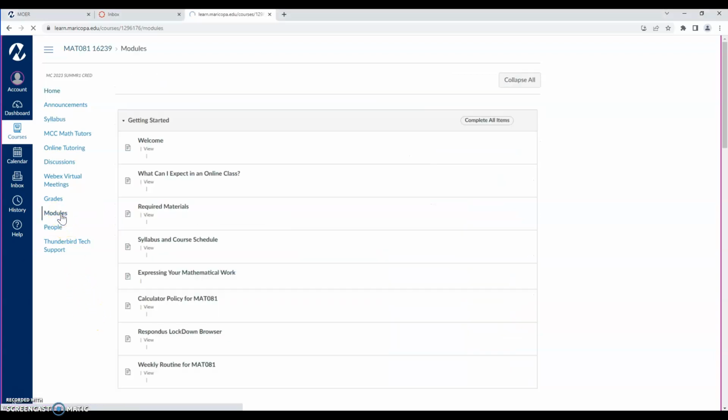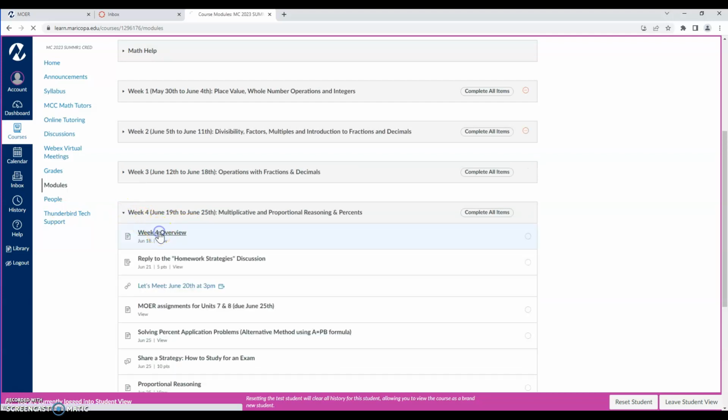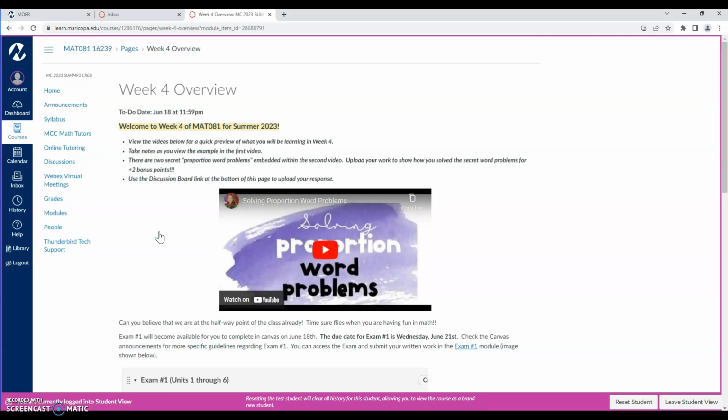So if we go into our modules and we go to the week 4 module, you are right here where you are supposed to be at the beginning of the week. Very good. At the week 4 overview. So the first thing you want to do is watch the first video, which is going to be some examples of solving proportion word problems. I'm going to walk you through a couple different methods for how to solve proportion word problems.